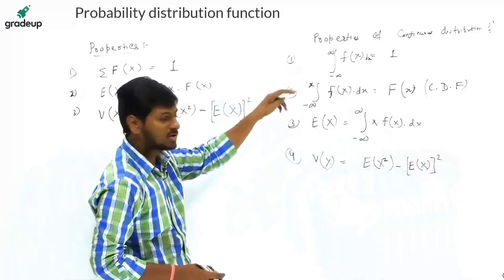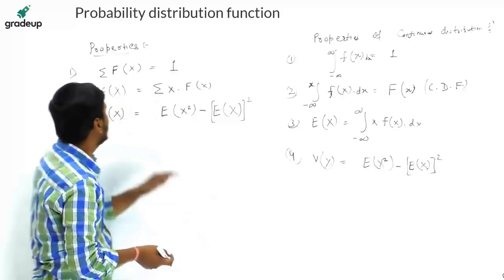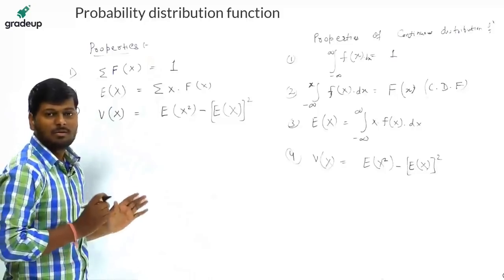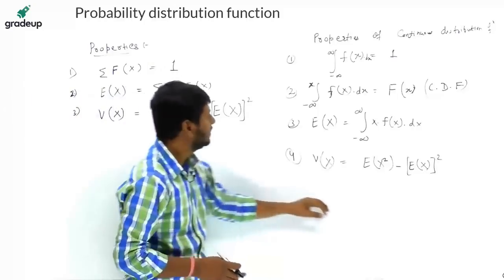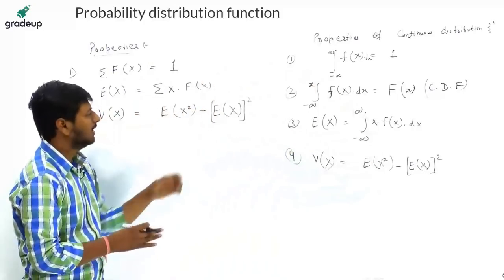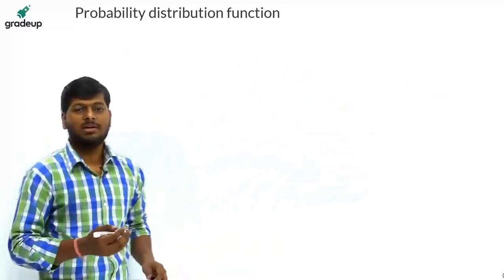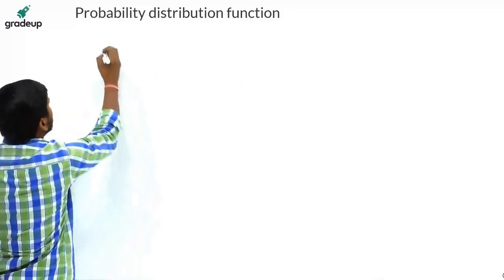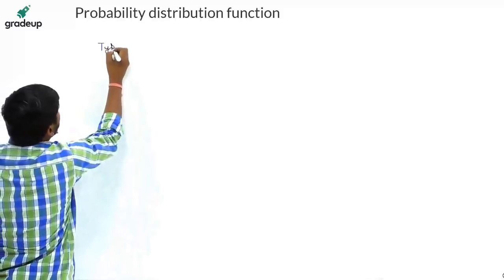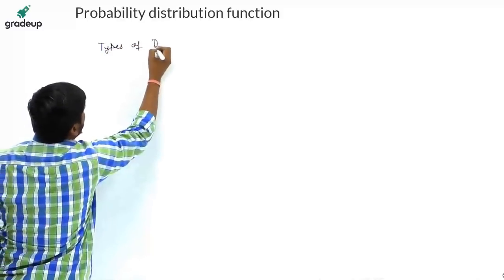So in continuous distribution function there are 4 properties, and in discrete there are 3 only. You can write down all these properties. You can pause the video and write down all the properties. Now look at some of the discrete distribution functions. There are several types of discrete distribution functions.